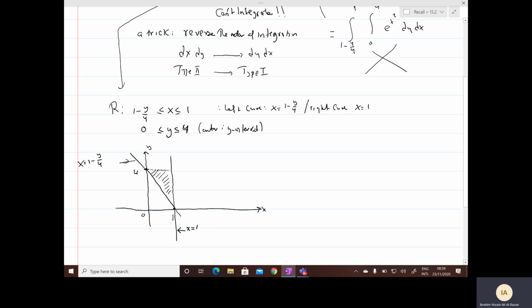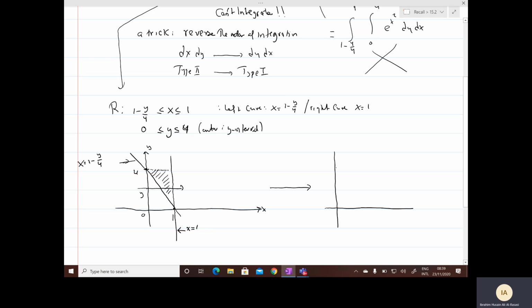Notice we didn't take this one, because this is the left. When you take a point at height y, this is the left and this is the right: x equals the line 1 minus y over 4 is the left curve, and x equals 1 is the right curve. So this is the region, left and right. What we do when we say reverse is take the same region. So I will take it again.